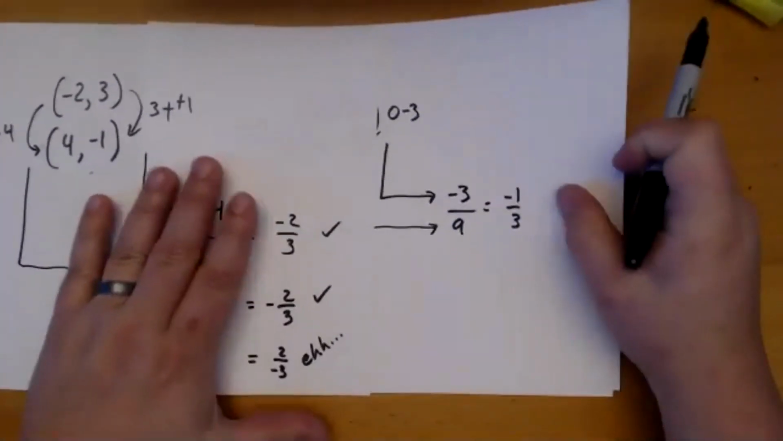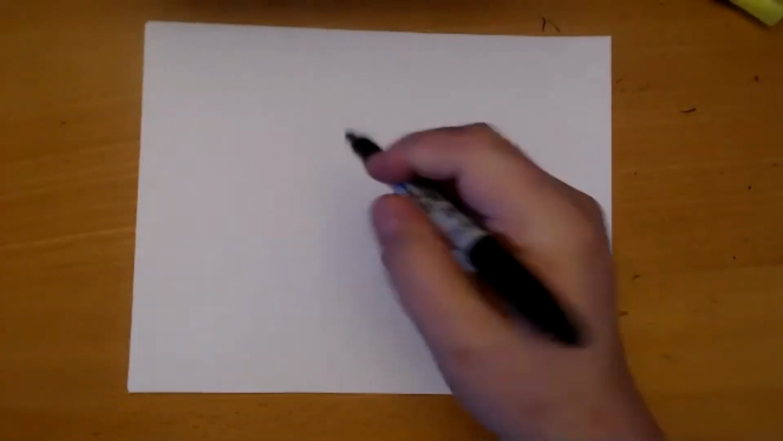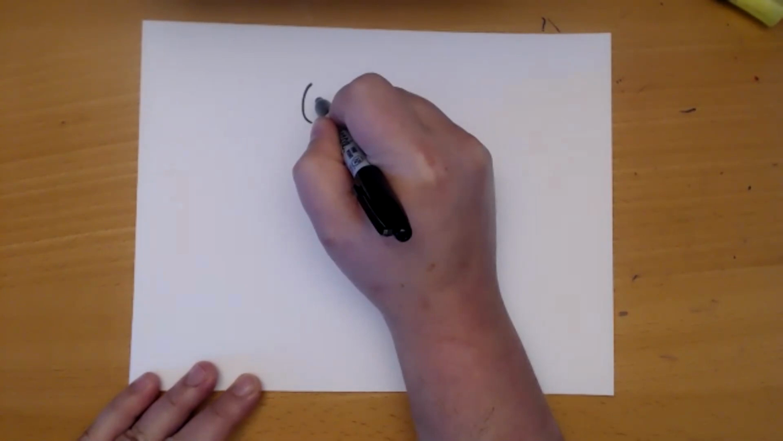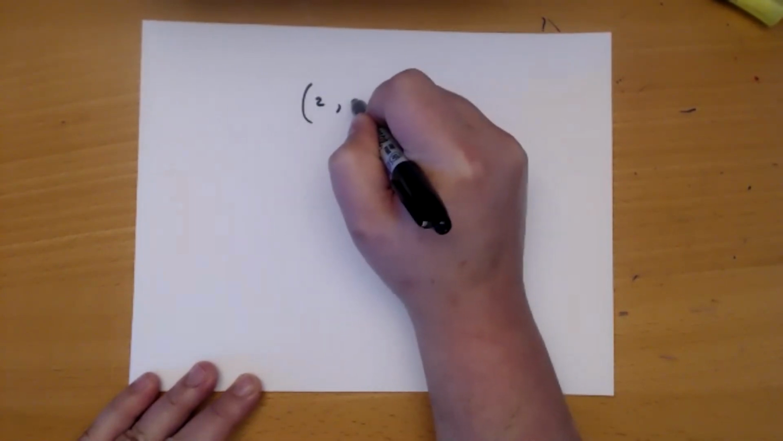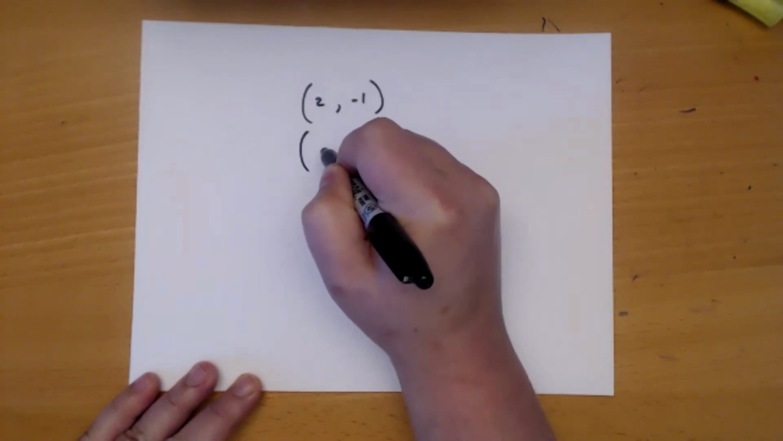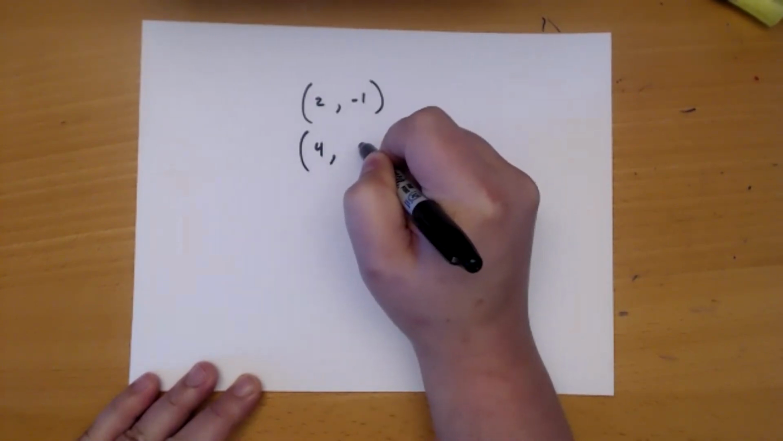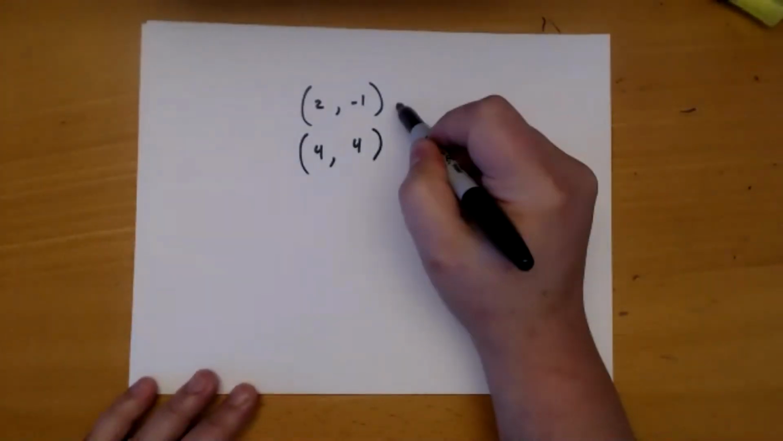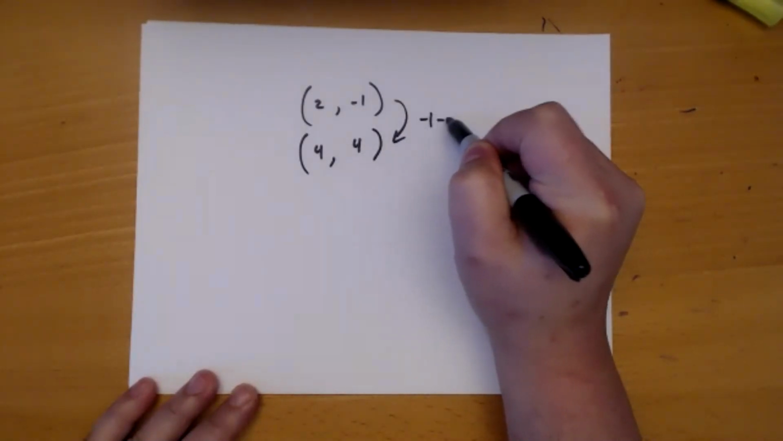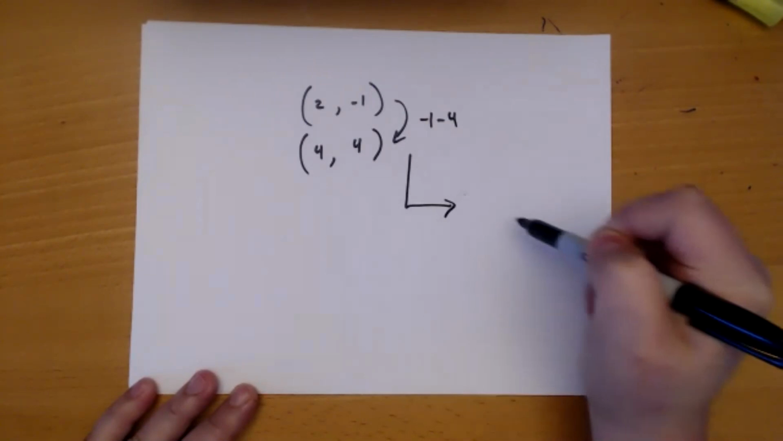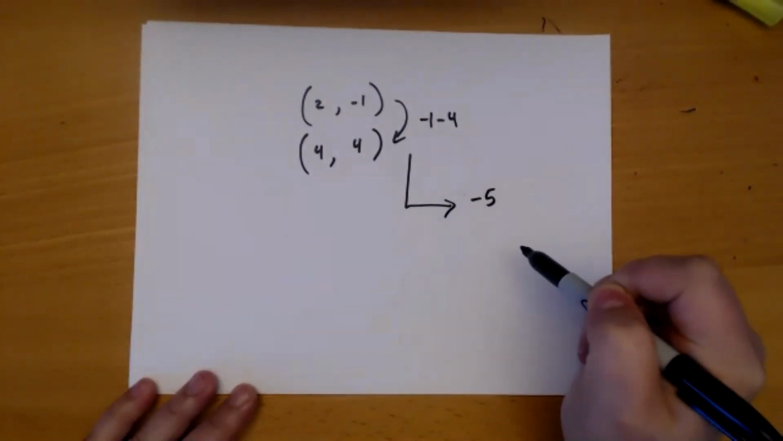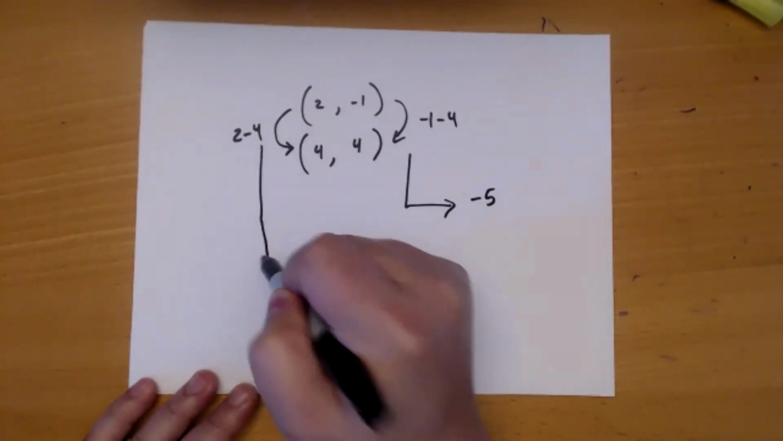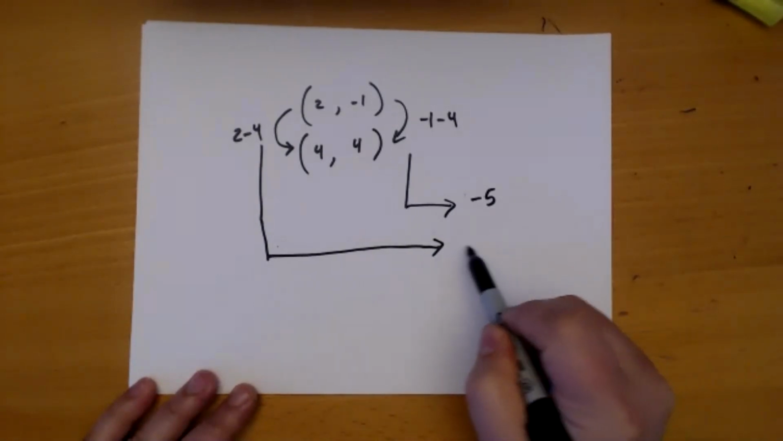Okay. Now, if both of your numbers are negative, like this one, for example, let's do 2, -1, and 4. Okay, let's do this one. -1 minus 4 is -5. 2 minus 4 is -2.